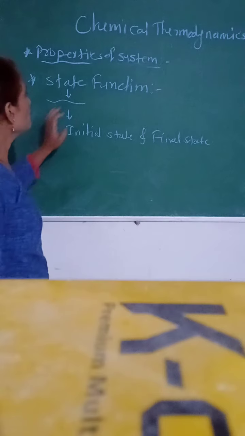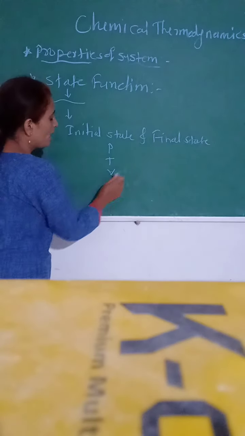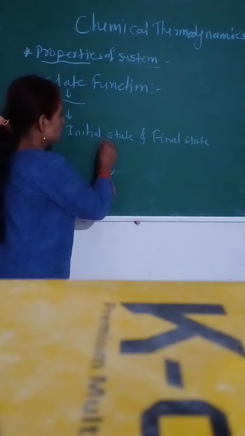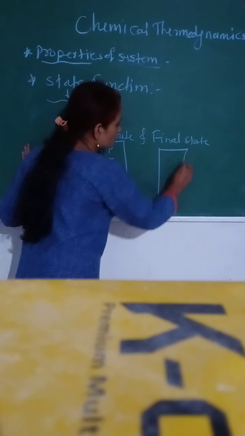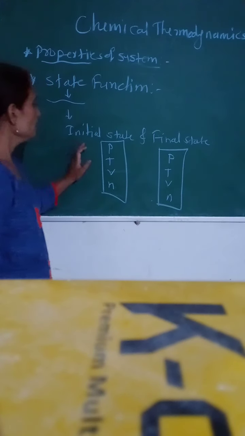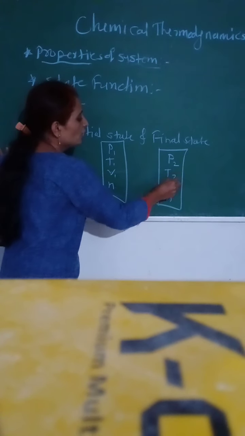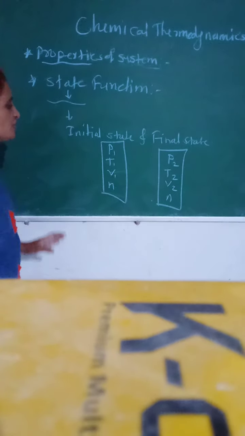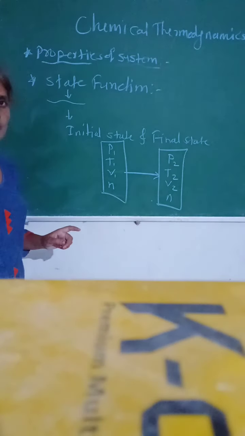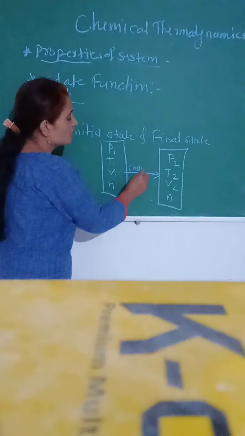In thermodynamics we have to know initial and final. Here we take the thermodynamic properties, that is pressure, temperature, volume and number of moles. They change from the initial state to the final state. In the initial state we consider P1, T1, V1, and in the final state P2, T2, V2. It will be changed from initial to final.